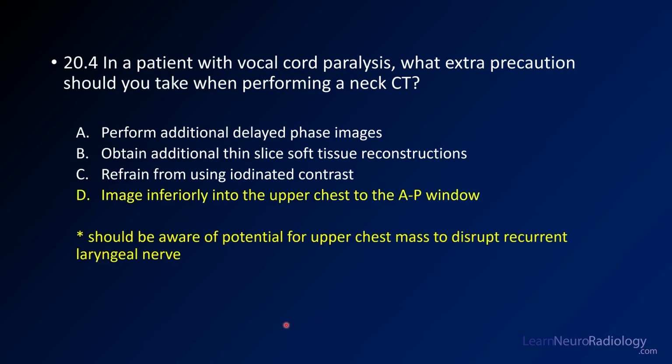So your answer on this one is that you want to image inferiorly into the upper chest. You need to go all the way down to the AP window at the level of the aorta. This is because you can have upper chest masses that disrupt the recurrent laryngeal nerve, and that can cause vocal cord paralysis. So you wouldn't want to miss a mass in the upper chest because your neck CT doesn't go down far enough.